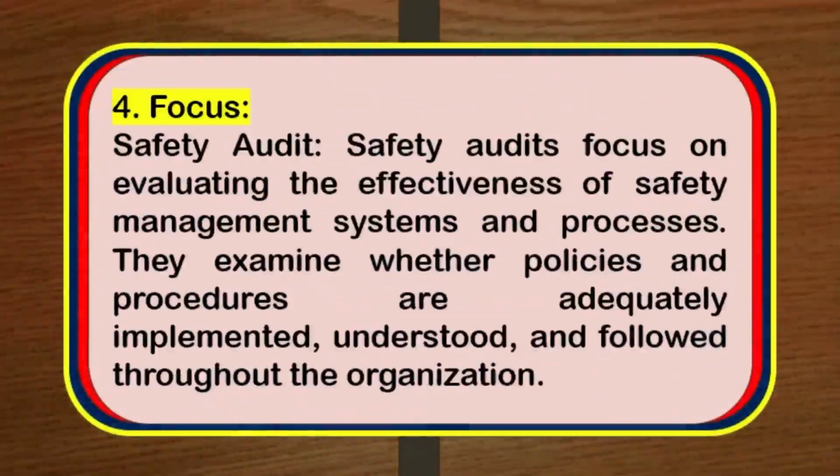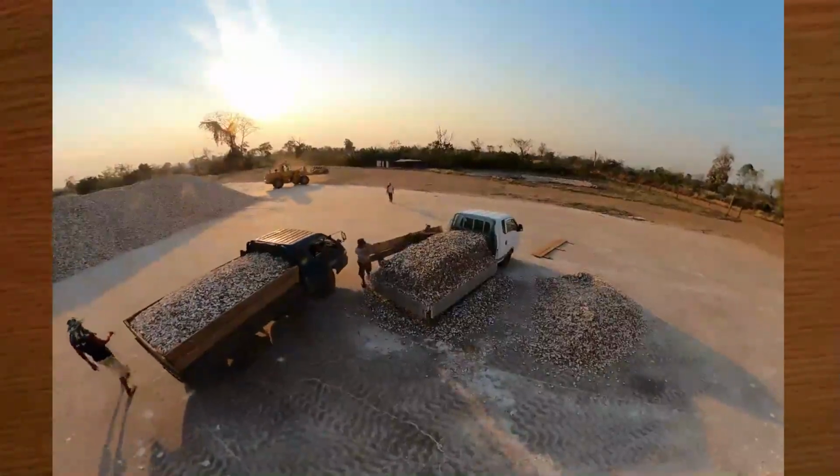Difference number four, focus. Safety audits focus on evaluating the effectiveness of safety management systems and processes. They examine whether policies and procedures are adequately implemented, understood, and followed throughout the organization.